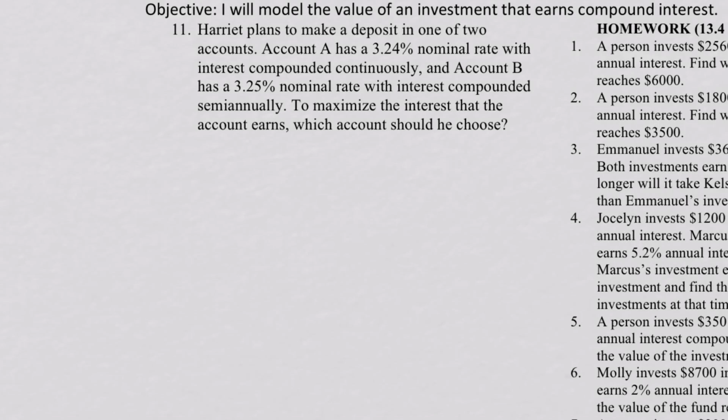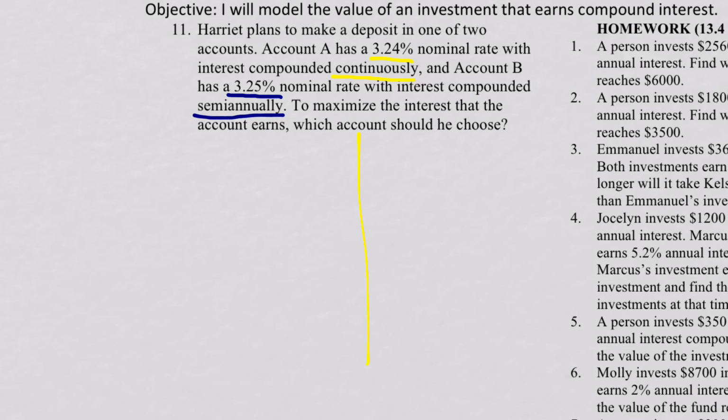Alright, let's do another one. Harriet plans to make a deposit in one of two accounts. Account A has a 3.24% nominal rate, with interest compounded continuously. So this was compounded continuously at 3.24%. Account B has a 3.25% nominal rate. Interest compounded semi-annually. Okay, so they have different rates, and also they're compounded differently.